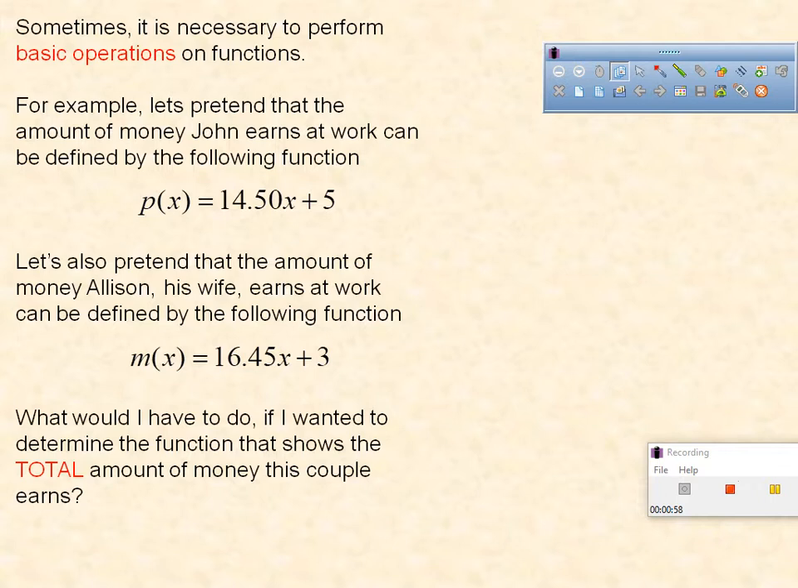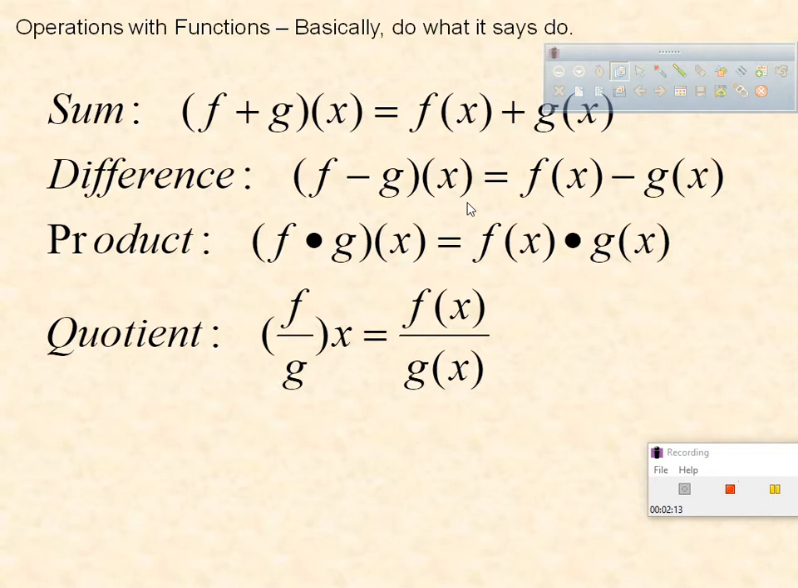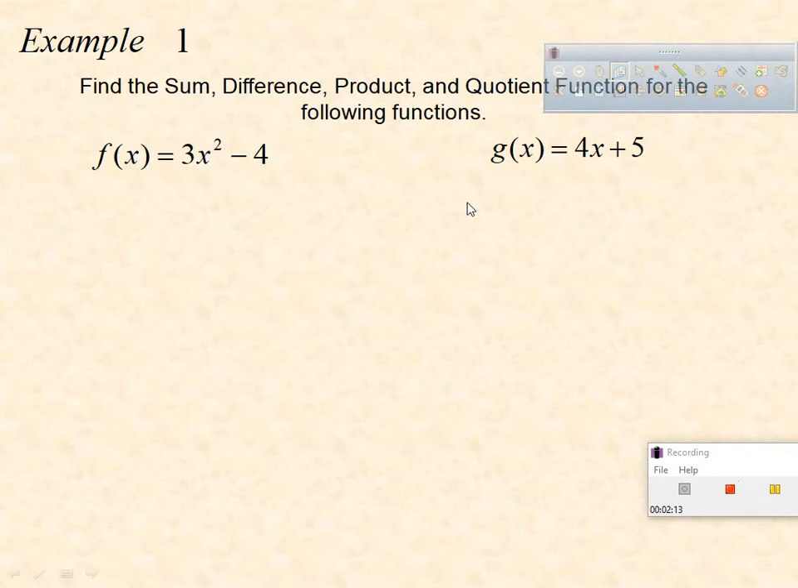In fact, sometimes it's necessary to perform operations. Take a second and write this problem down. It's two parts. It says f of x is equal to 3x minus 4, and g of x is equal to 4x plus 5. And this is a very simple, straightforward question that says, find the sum, difference, product, and quotient for the following two functions. What I want to show you is that just like you can add, subtract, multiply, and divide numbers, you can do the same thing with polynomial functions.